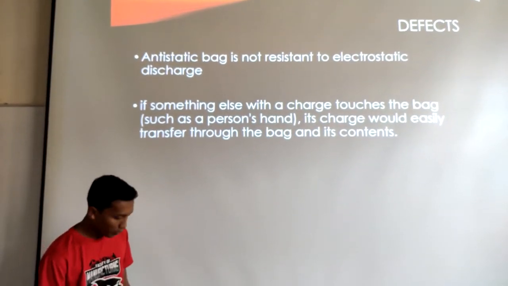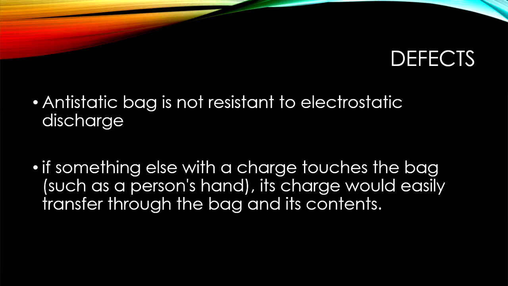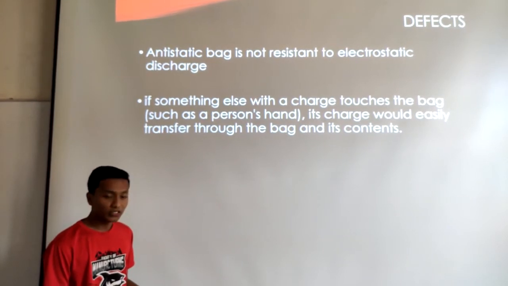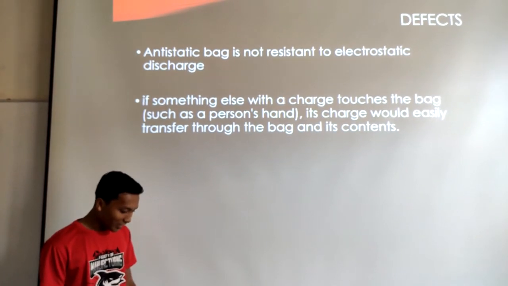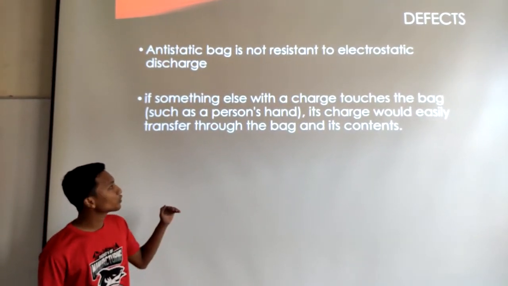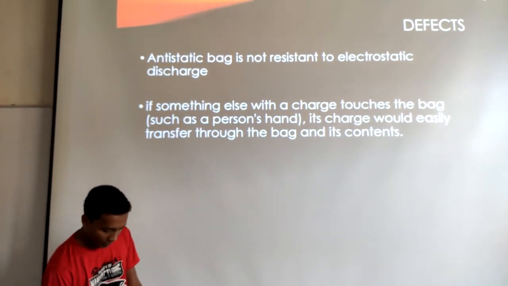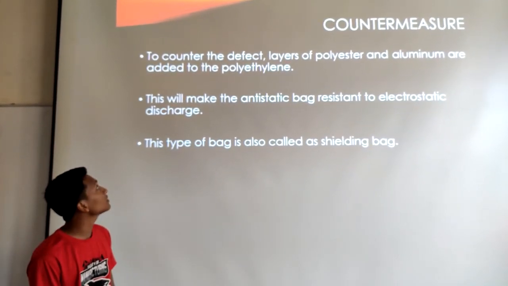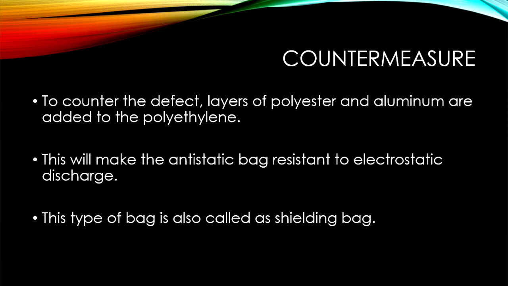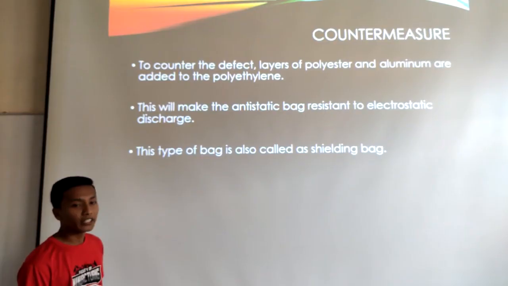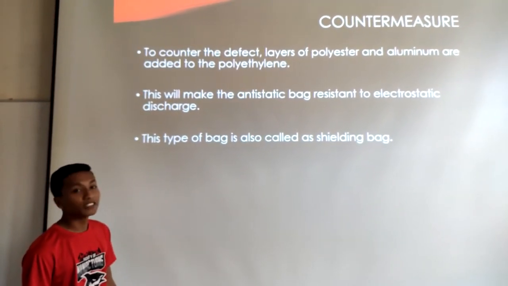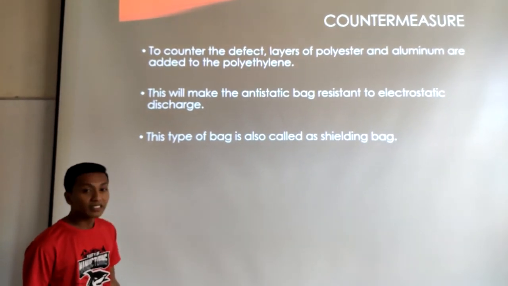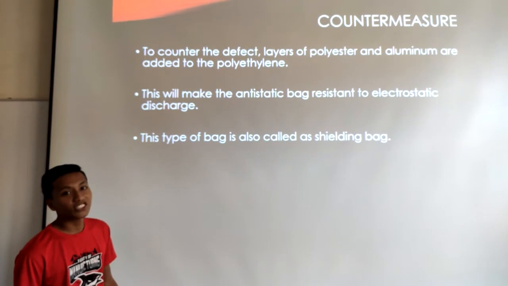Next, the defect of this product is that the anti-static bag is not resistant to electrostatic discharge. If something else with a charge touches the bag, such as a person's hand, its charge will easily transfer through the bag and its content. So to counter the defect, layers of polyester and aluminum are added to the polyethylene terephthalate. This will make the anti-static bag resistant to electrostatic discharge, and this type of bag is also called a shielding bag.